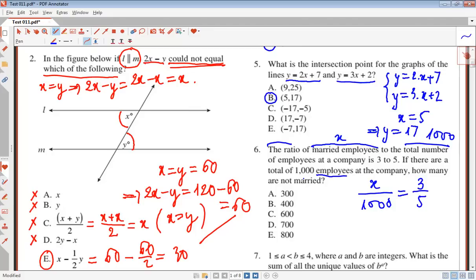How many are not married? We just solve to find s, and then we take 1000 subtract s. Cross multiply. We have s equal to 1000 divided by 5. It is 200 times 3. It is 600. And the final result is we take 1000 subtract 600. We have 400. Which is option B.